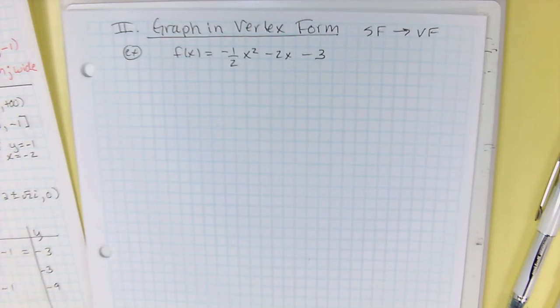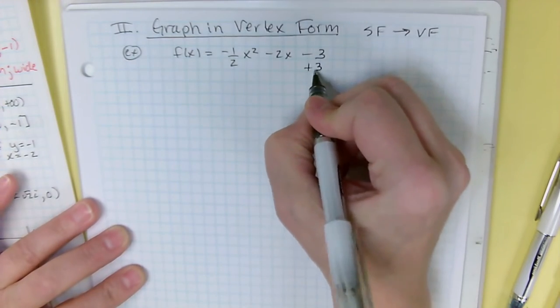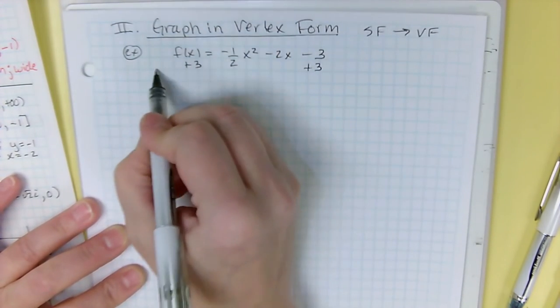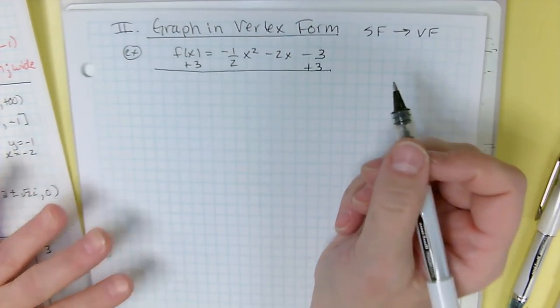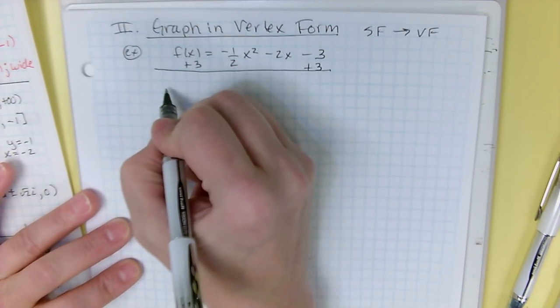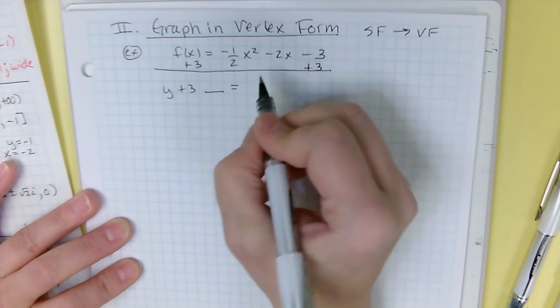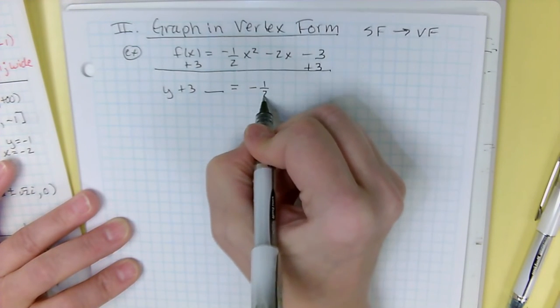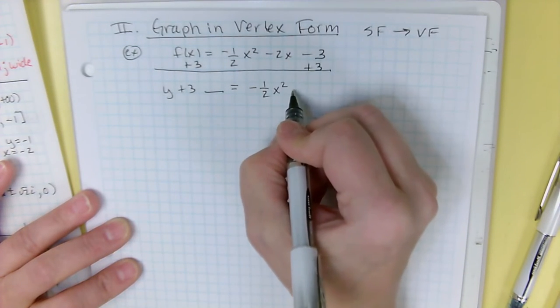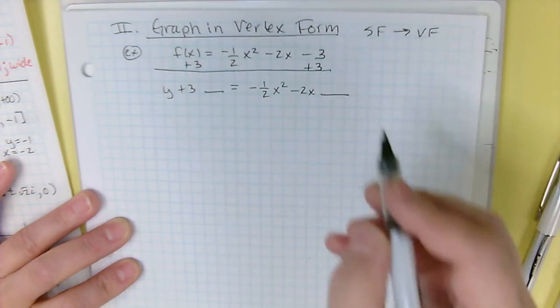So we're going to complete the square. Add or subtract x's to the right, add or subtract numbers left. So we're going to add 3. Now, at this point, if you want to change the f of x to y, because it's just cleaner, you can do that. So I have y plus 3, leave a space, equals negative 1/2 x squared minus 2x, leave a space.